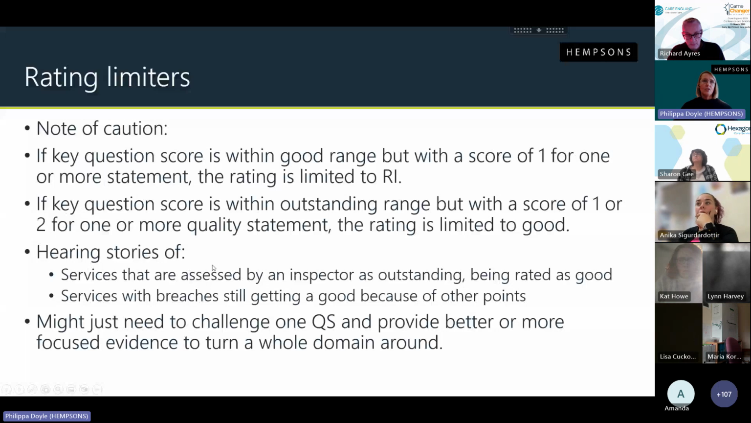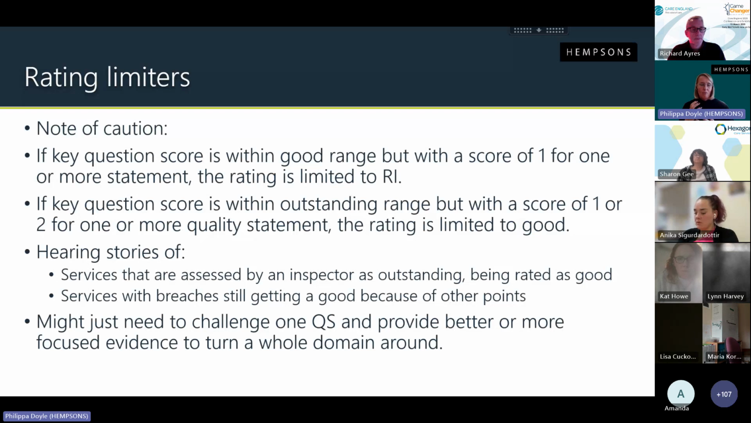I have heard stories as well of services that have been assessed by an inspector who gave feedback to say, yeah, you've got eyes all over the place, it's outstanding, but the rating was good. So this was the service where we pushed back on various different points and it was brilliant. They did manage to get it uplifted to outstanding. But I have also seen services where there have been breaches of the regulations, but they've still come out with a good. So there is a real mismatch, if I can get my words out right, as to what the computer system is putting out and what it is generating.